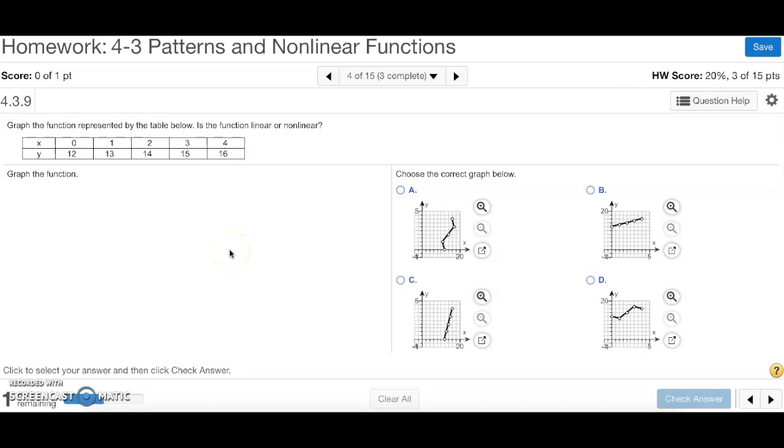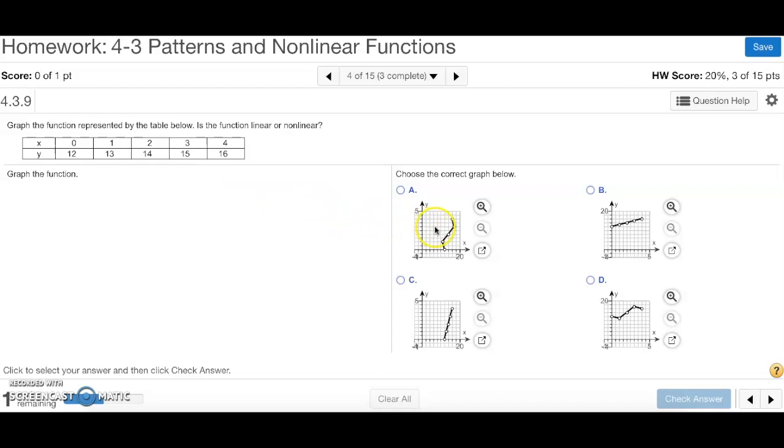4. Graph the function represented by the table below. Is the function linear or nonlinear? So looking at our table, looking at the x, going from 0 to 1, 1 to 2, 2 to 3, and 3 to 4, we add 1 to each number. Looking at the y's, we go from 12 to 13, 13 to 14, 14 to 15, and 15 to 16, and we get that by adding 1 each time. So since we're going up by the same amount for each number, it is going to be constant for our rate of change. Since we have a constant rate of change, it means it is going to be linear, which means our graph is going to be a line.